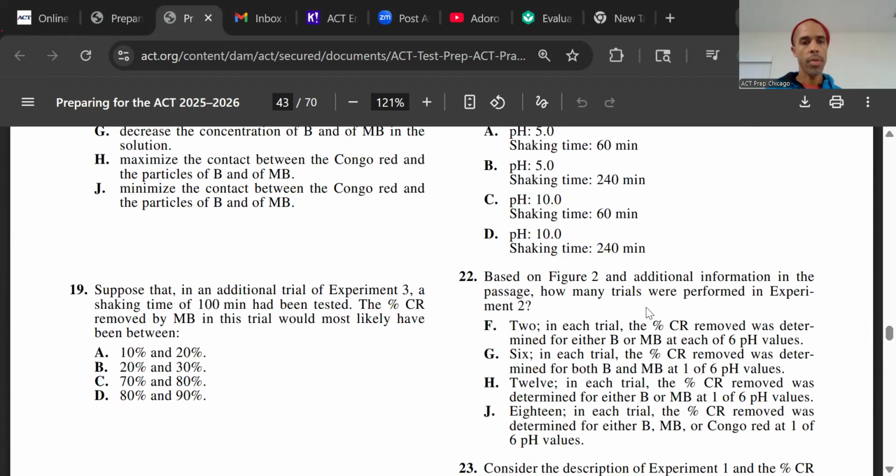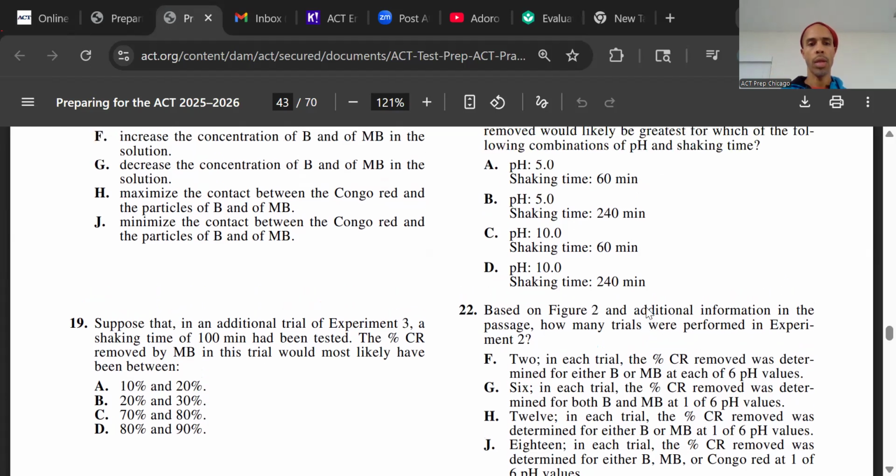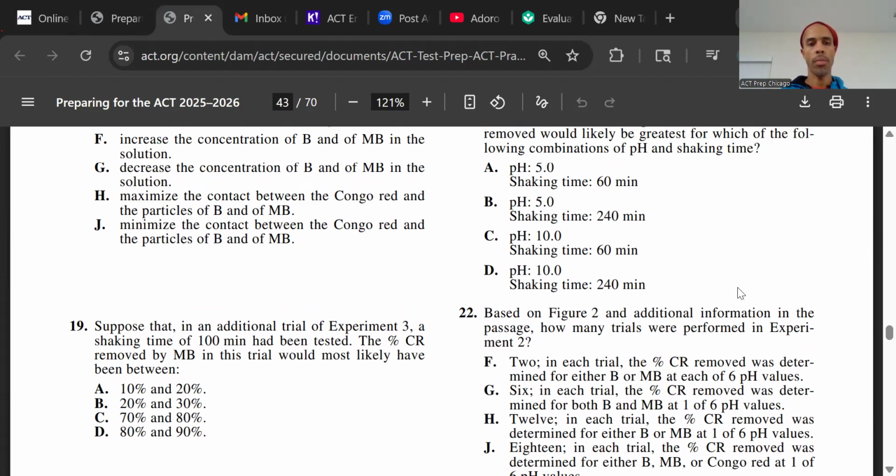All right, 19. Suppose that in an additional trial of experiment three, a shaking time of 100 minutes had been tested. The percent of CR removed by MB in this trial will most likely have been between. So suppose, meaning this didn't happen, in an additional trial of experiment three, a shaking time of 100 minutes had been tested. Percent CR removed by MB is most likely again.